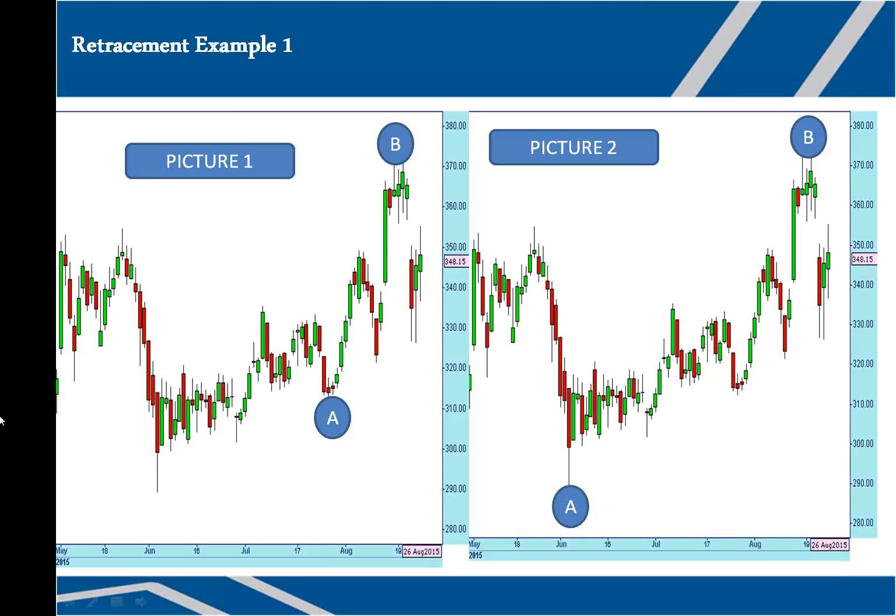So which is the right example of a retracement? I have labeled it as picture 1 and picture 2. You could type in with your answer. It's going to be an interactive session, guys. I do not want this session to be just another interaction.